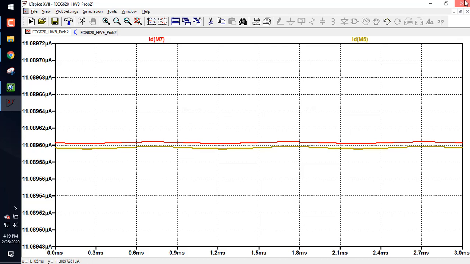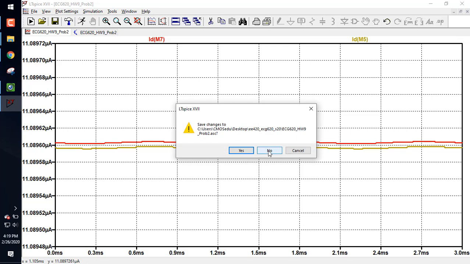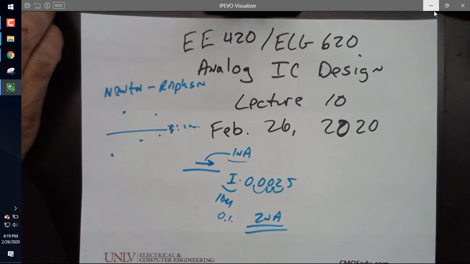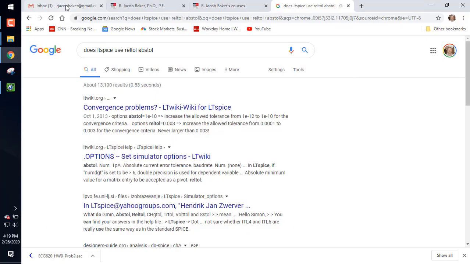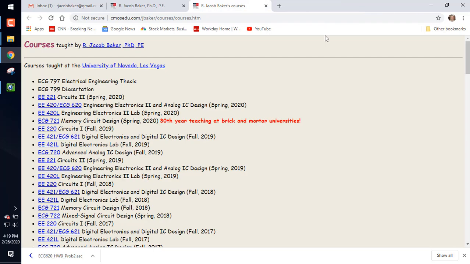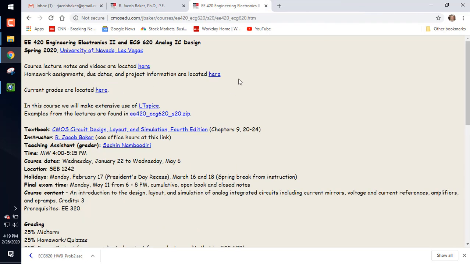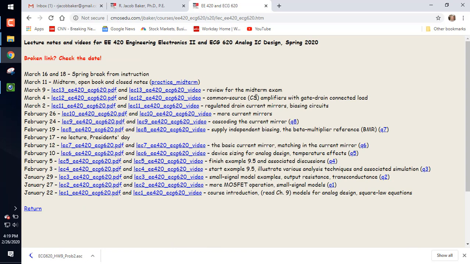All right, so today, must be saving the tolerances. Today we're going to cover more current mirrors. And what did I say last time? I said last time we would start out with the wide swing current mirror.